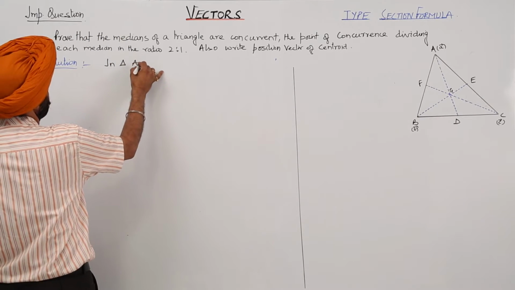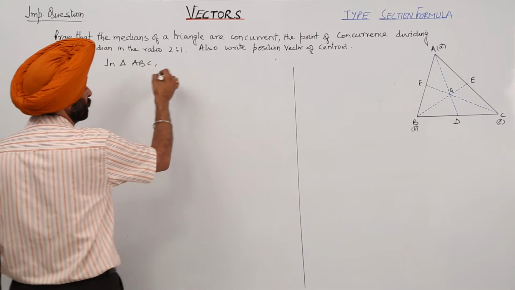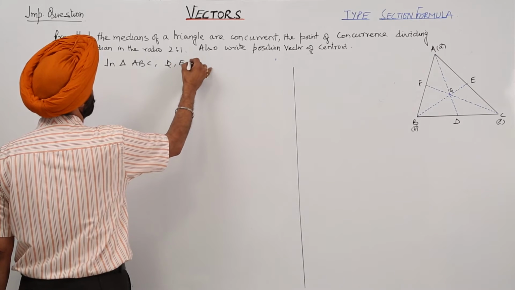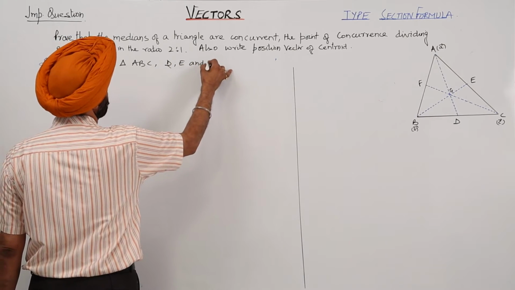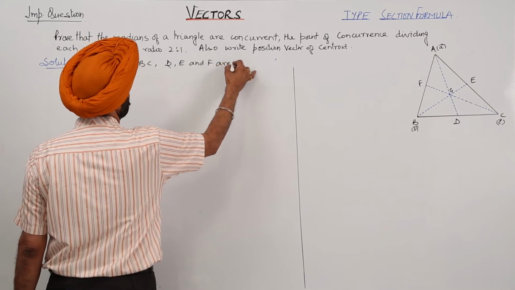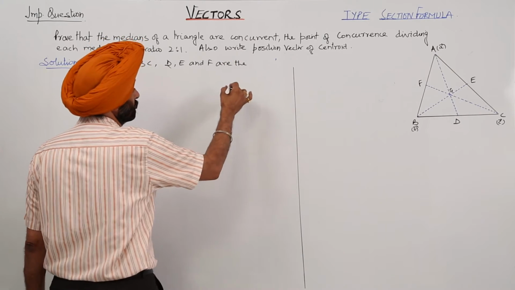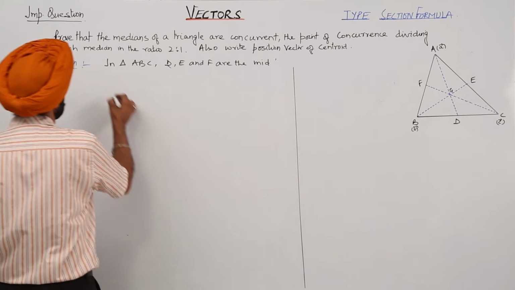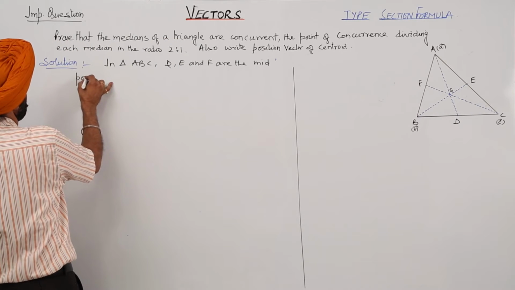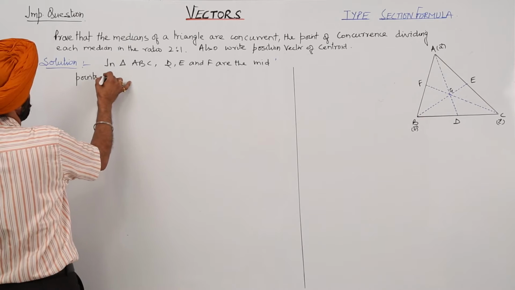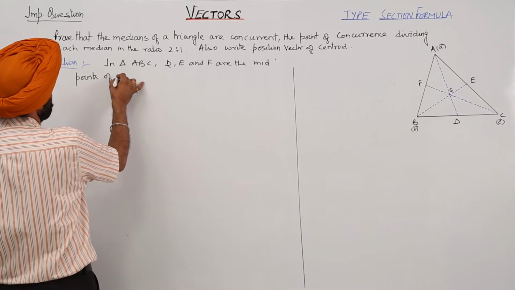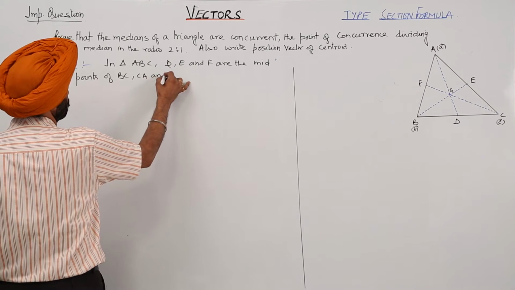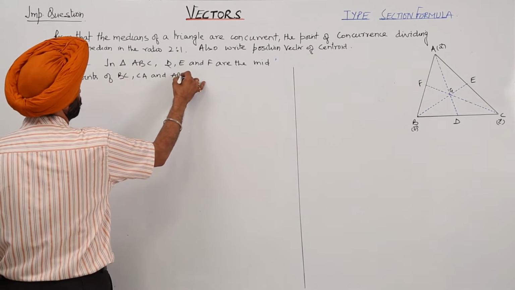In triangle ABC, D, E and F are the midpoints of BC, CA and AB respectively.